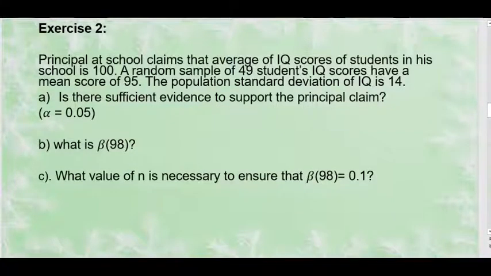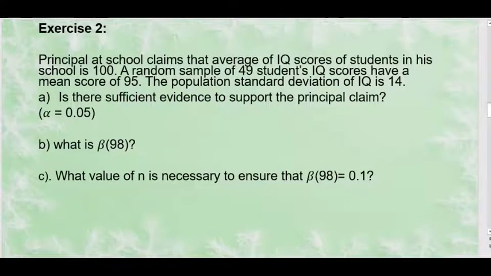A random sample of 49 students scores have a mean score of 95. The population standard deviation is 14. Again, the population standard deviation or the population variance is known. We have the case 1 hypothesis test for population mean. So is there sufficient evidence to support the principal claim?